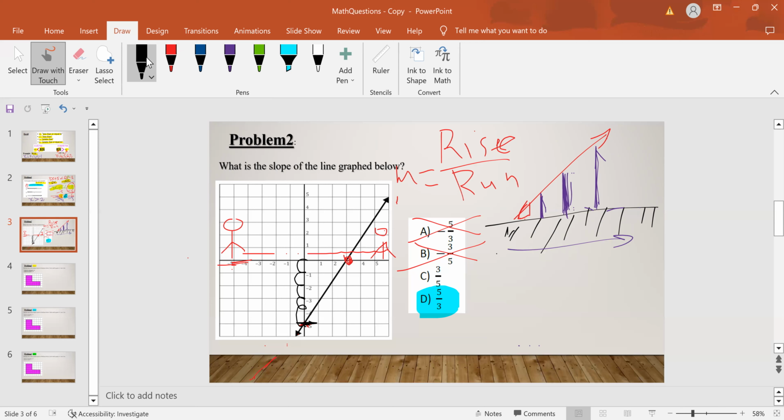And then from there, you go what? 1, 2, 3. 3 units to the right. So when you are up 5, up 5 means positive 5. And you have a right 3. That means you have a what? Positive 3. So you have a positive 5 over 3. Therefore, the best choice is D.